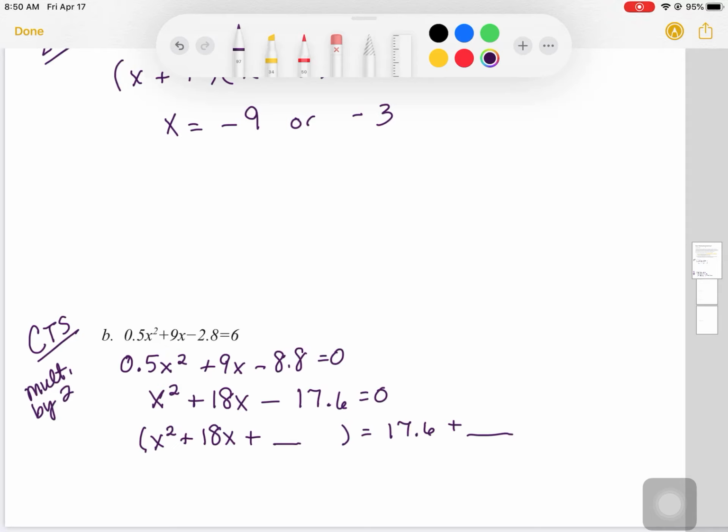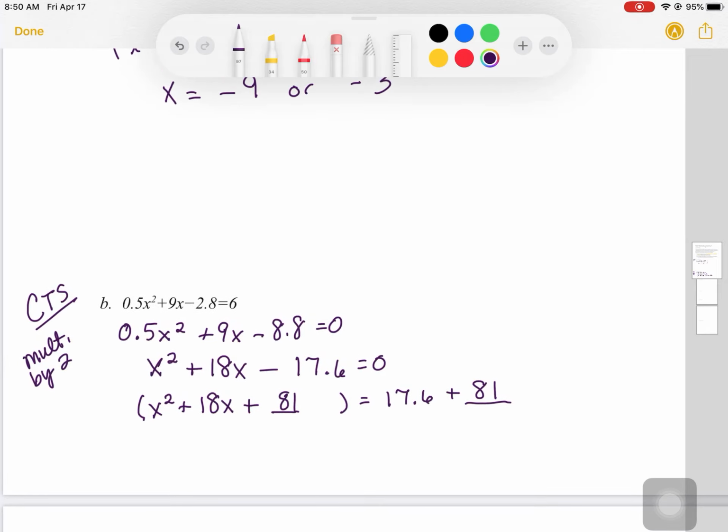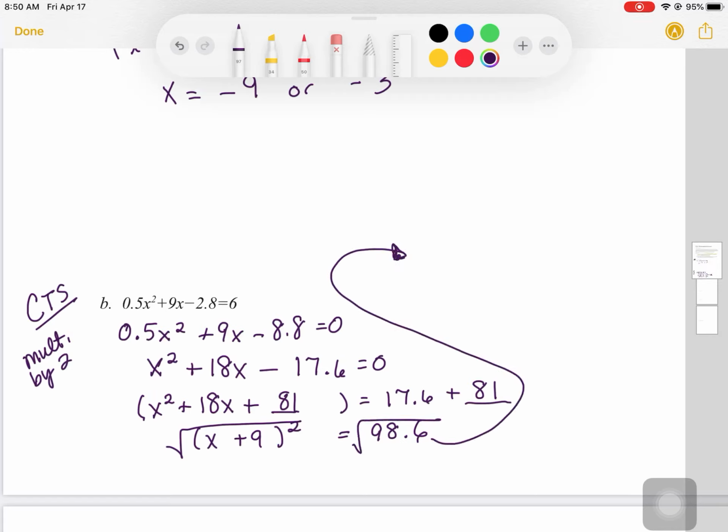Half of 18 is 9. Squaring 9, I get 81. So I'm going to add 81 to both sides. Ooh, I'm going to run out of room. So then I have x plus 9, the quantity squared, equals 98.6. I'm going to take the square root of both sides. Sorry, I'm also going to move this up here so you can follow along. So I get x plus 9 equals plus or minus the square root of 98.6.